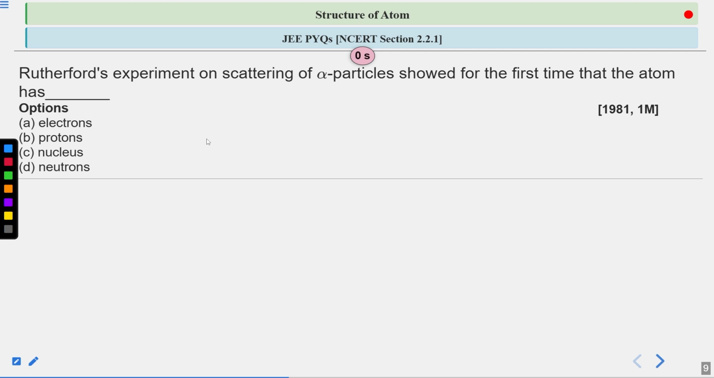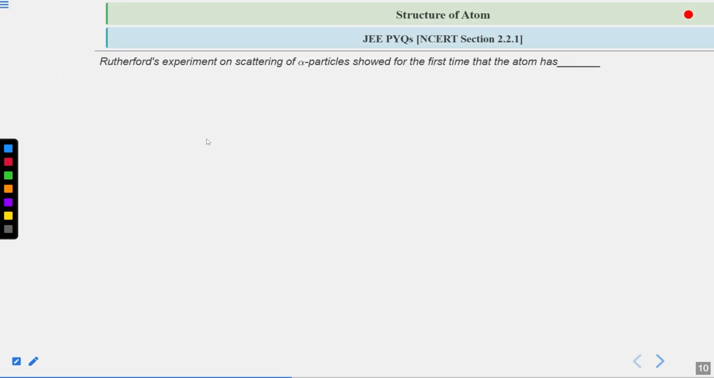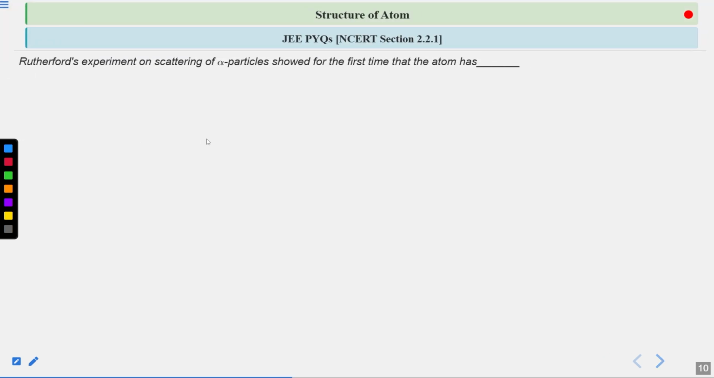Now let us move to the solution. So which will be the correct answer? What was the subatomic particle that Rutherford's experiment was able to determine? That was the nucleus. Now, how do we get it?